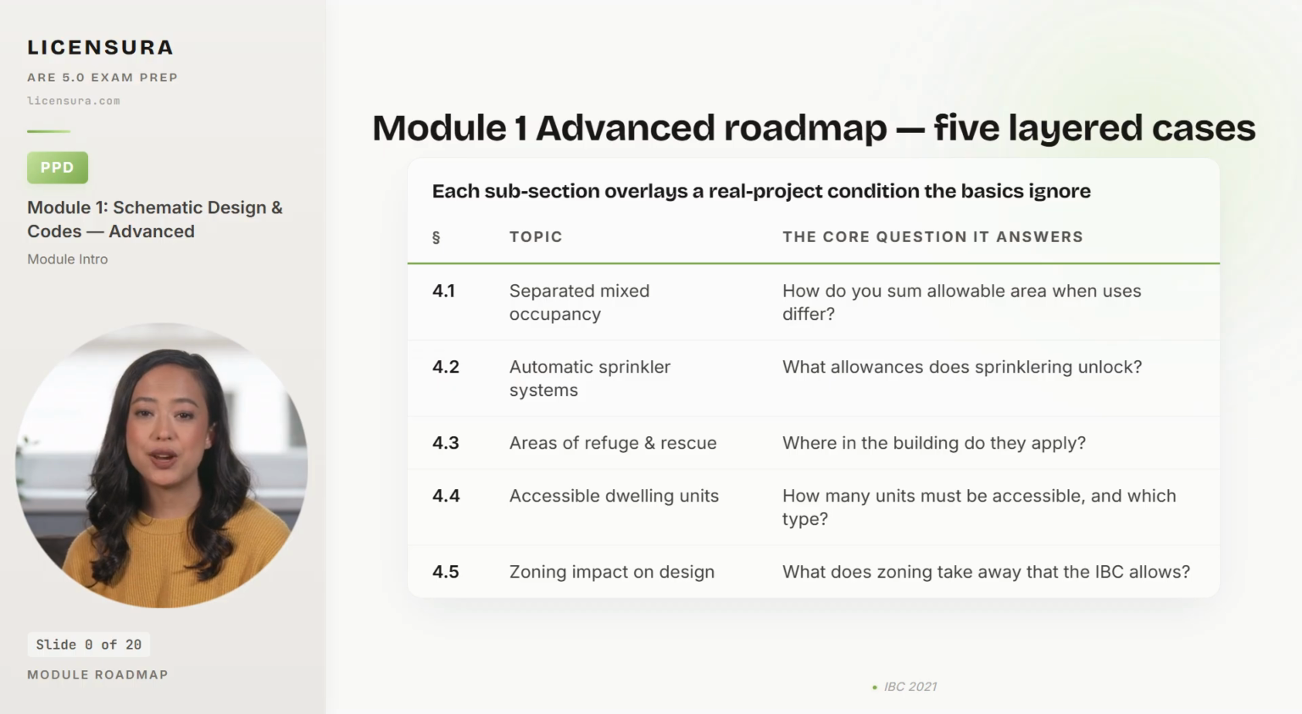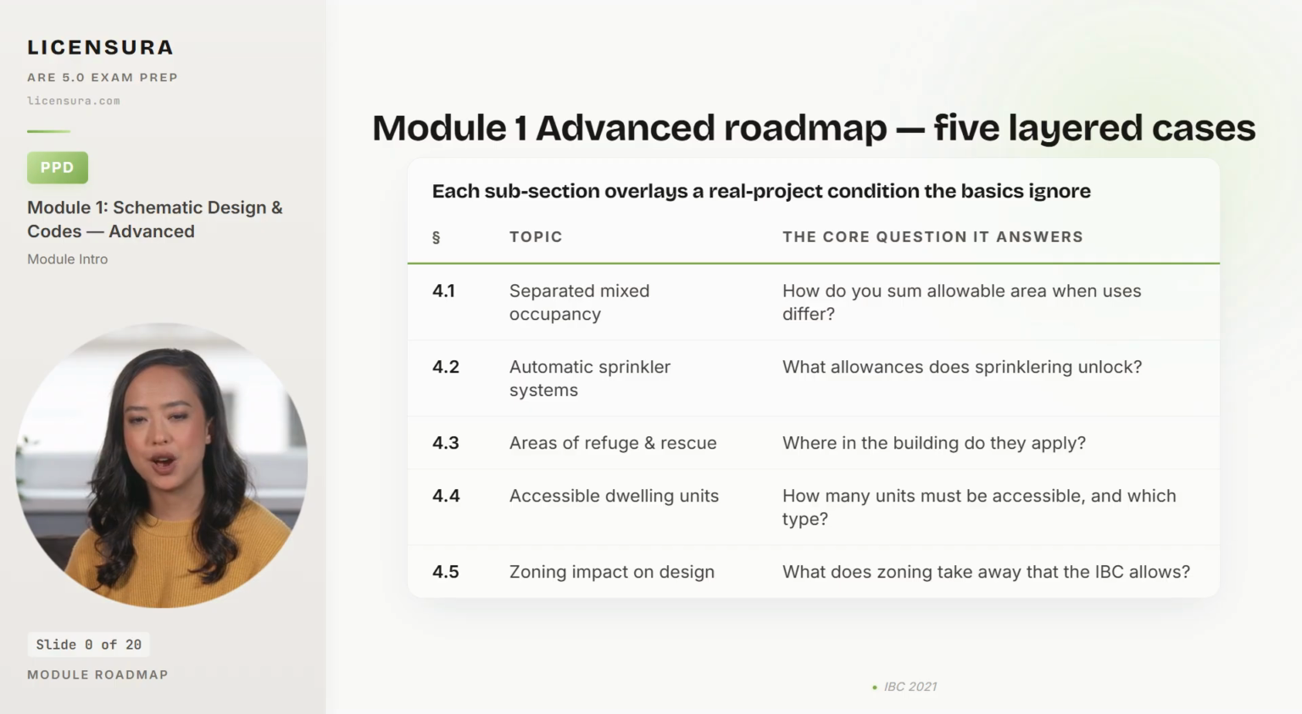4.2 is automatic sprinkler systems and the cascade of allowances they unlock: additional area, additional height, longer travel distances, and sometimes 1 less hour of fire resistance rating. 4.3 is areas of refuge and rescue assistance, the accessible holding zones required at certain story thresholds for occupants who can't use the stairs in an emergency.